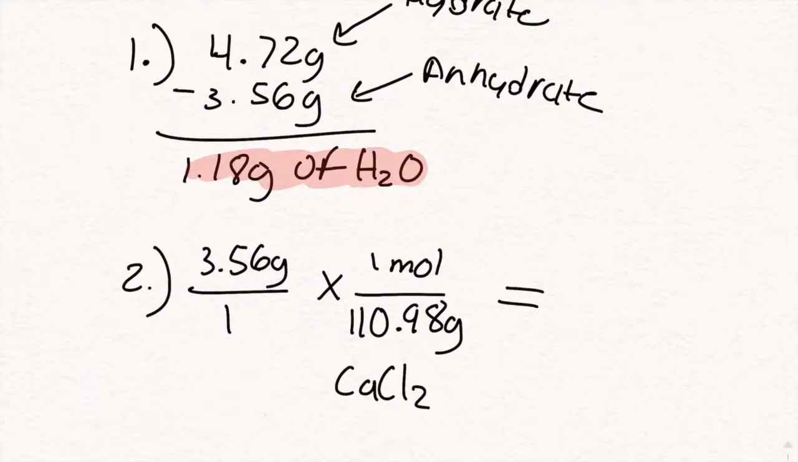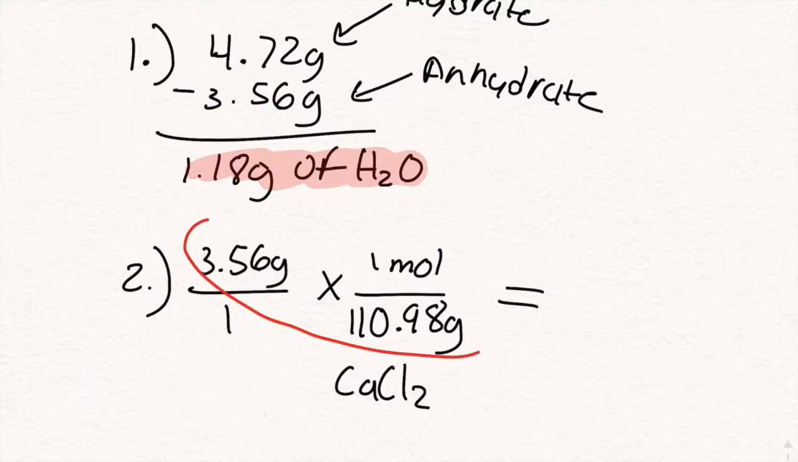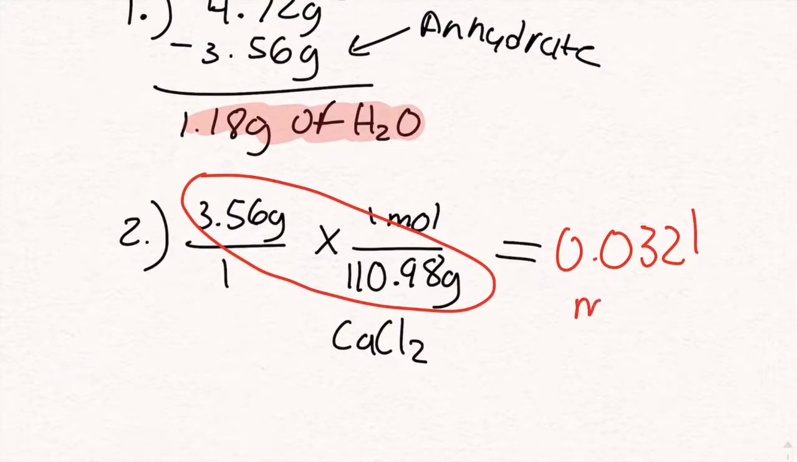And set this all equal to your answer. To get the answer, you'll have to do 3.56 grams divided by 110.98 grams. You should end with 0.0321 moles of calcium chloride.